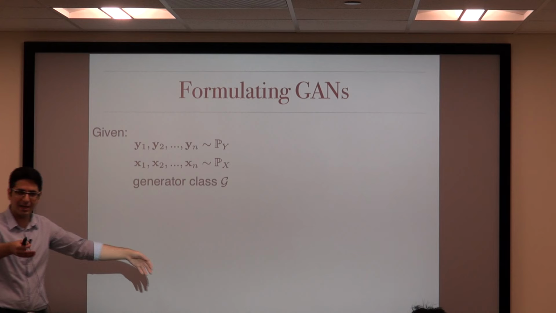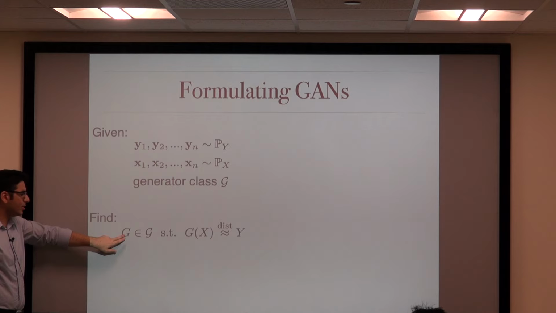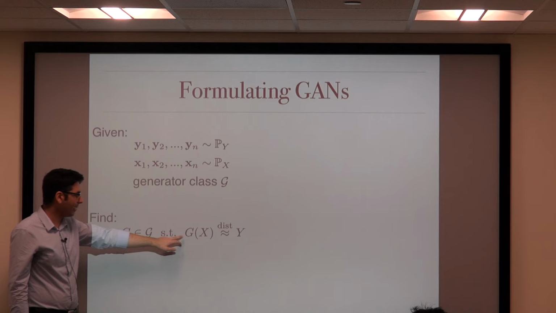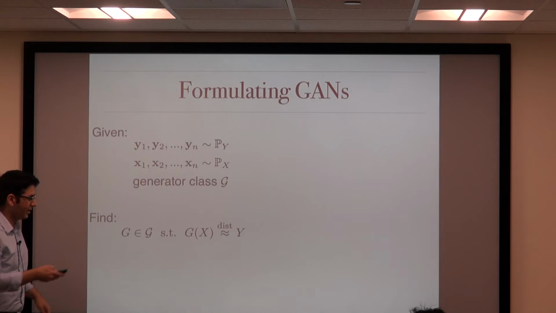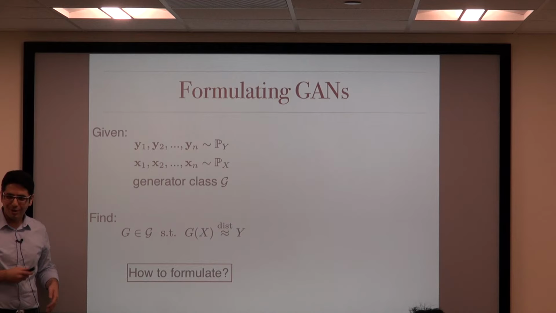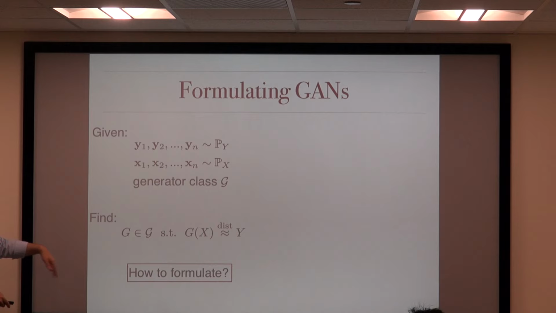So I say these are the function classes I'm going to use as my generator. What is my goal? My goal is to pick a member from this class G such that when I apply G on X, in distribution, it is similar to the distribution of Y, the distribution that I have observed. That's my goal. How to formulate this problem? This formulation is similar to what we know in a related problem, but not exactly the same. This is an unsupervised learning problem because I observe some data without any labels.